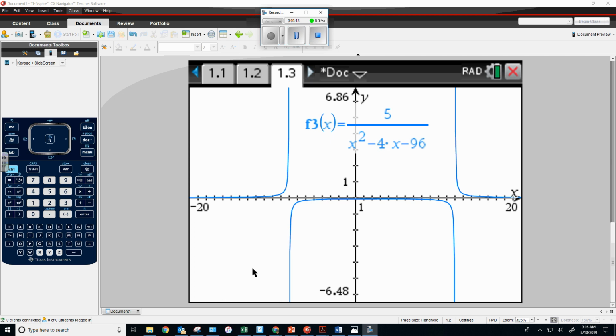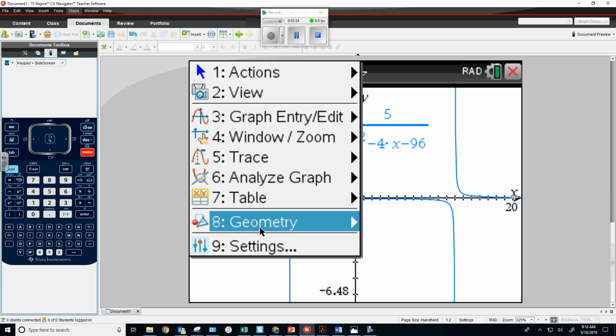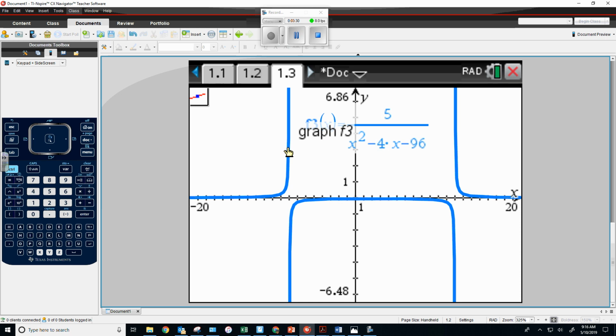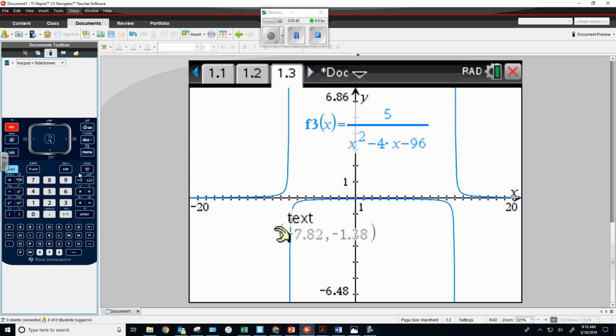Same thing with this graph. Let's say I actually put a point on this function. Menu, geometry, point on, and I just put a point right here. Okay, I'm going to transfer. First of all, let's clear that. Let's transfer the x value to the x-axis, and transfer the y value, or the range values, to the y-axis and observe what happens.